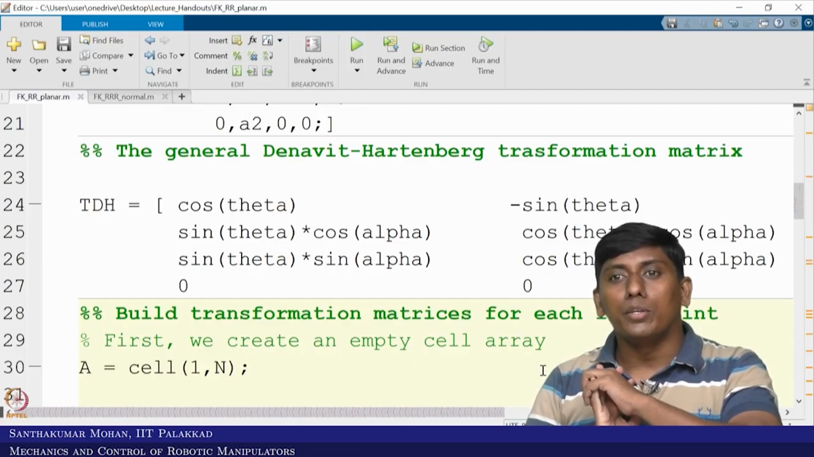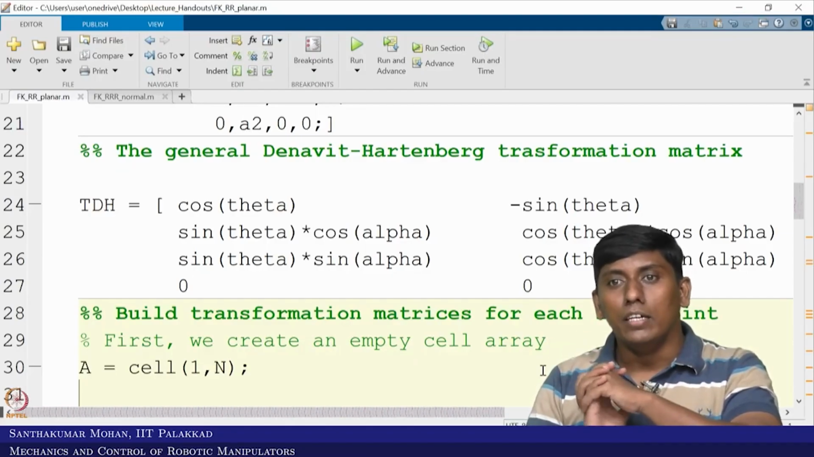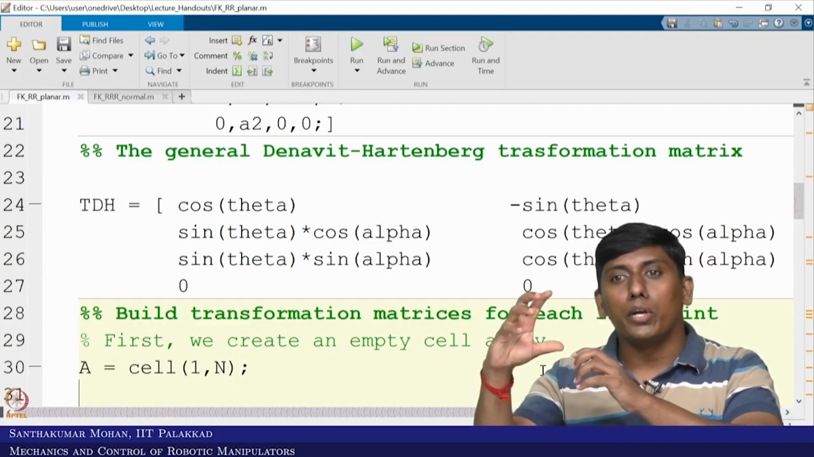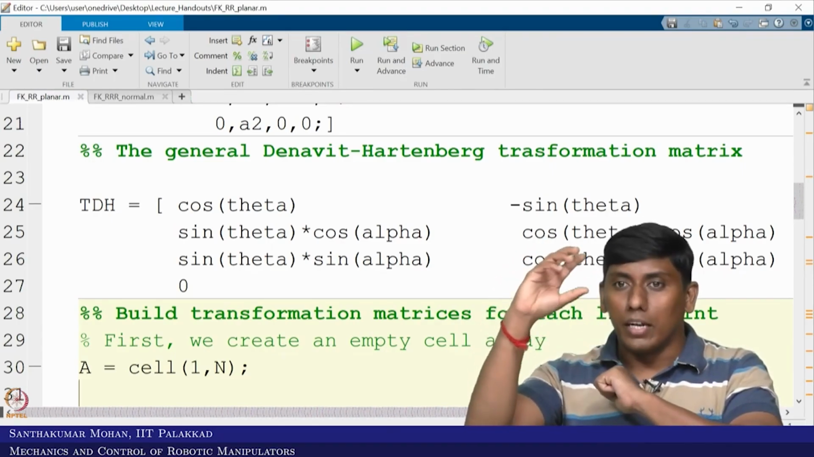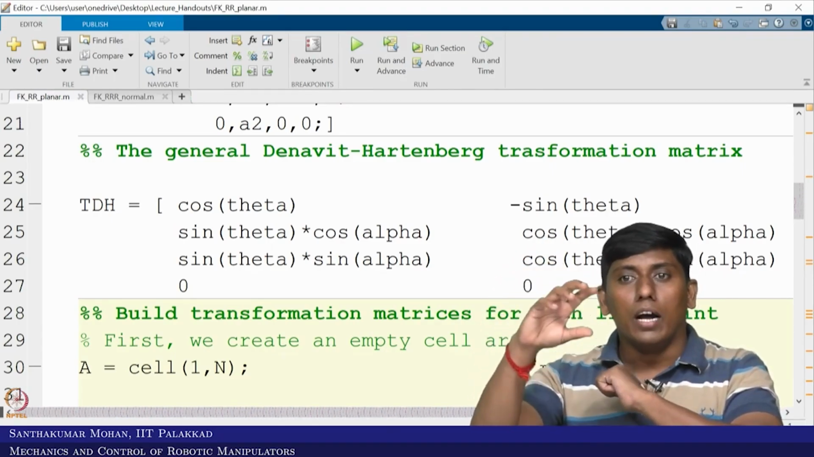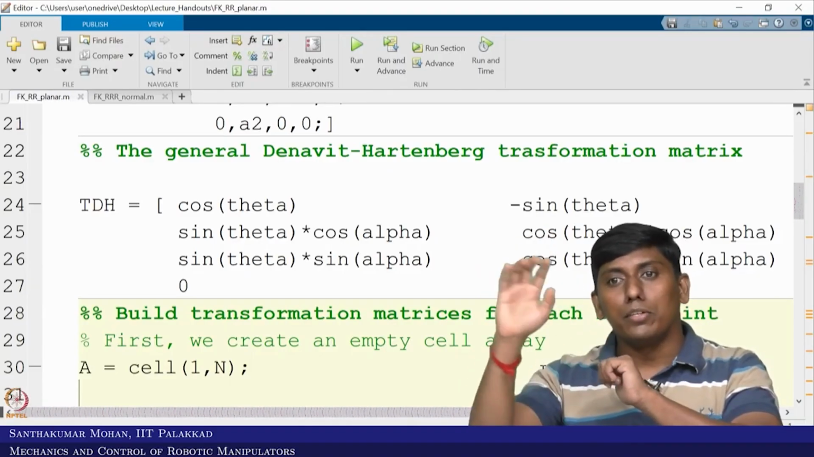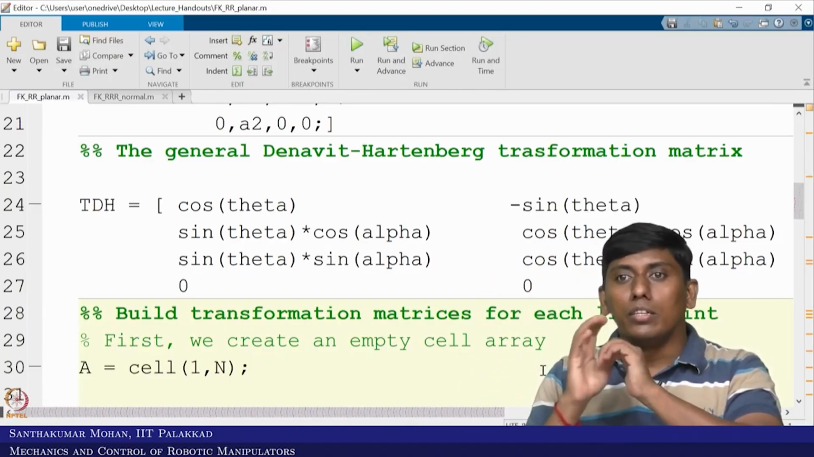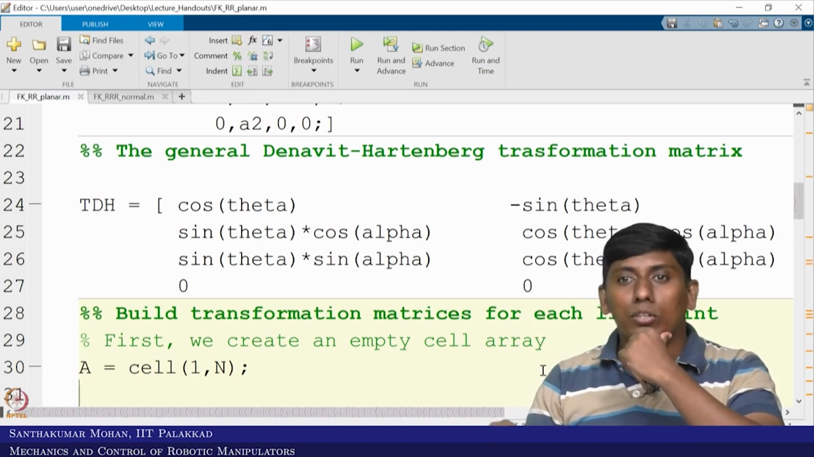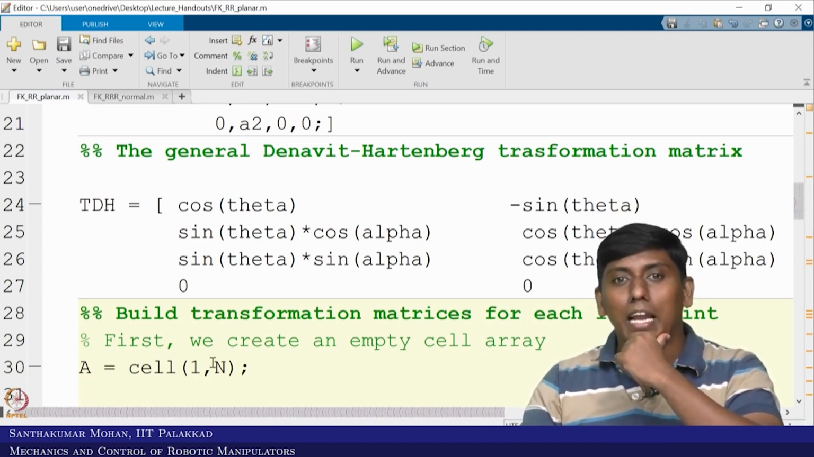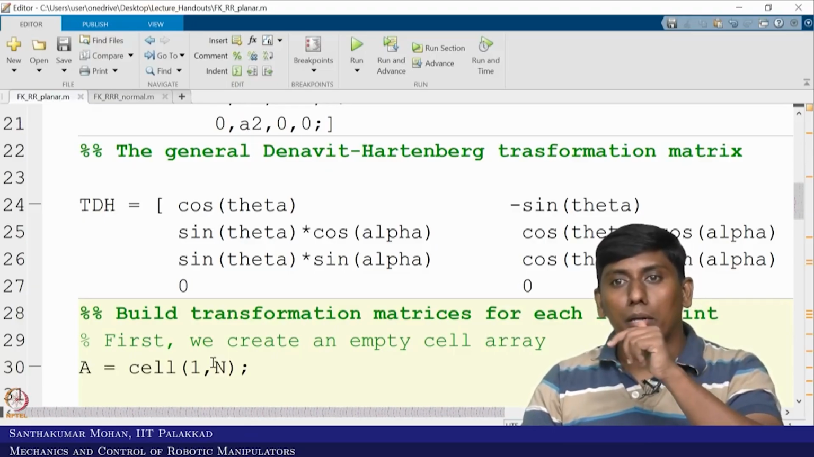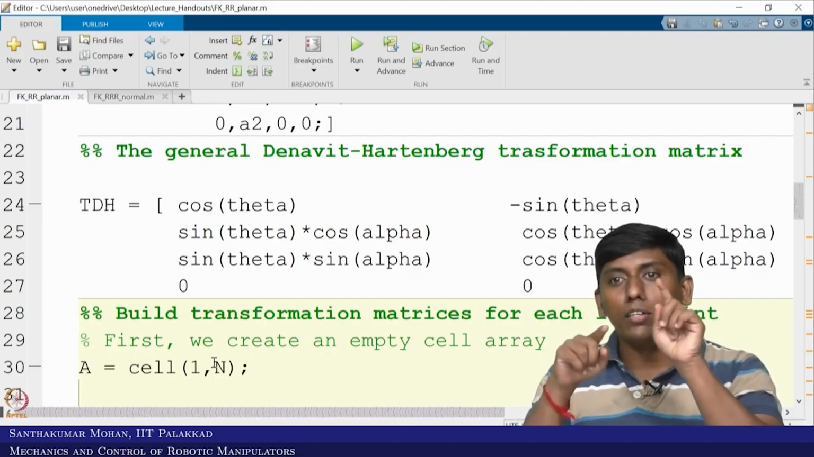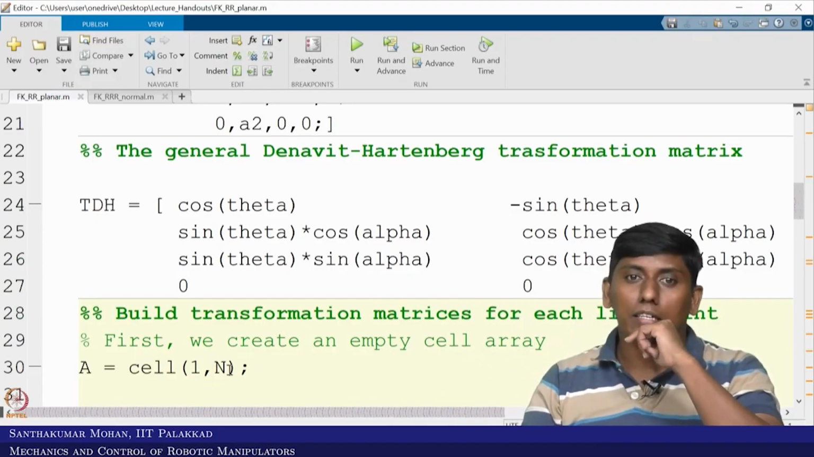Now in that sense, what are we trying to create? We are trying to create a cell of A which has 3 cells inside. The first cell corresponds to the transformation matrix of 1 with respect to 0, the second cell corresponds to the transformation matrix of 2 with respect to 1, and the third cell corresponds to the transformation matrix of 3 with respect to 2. So we are making a rack. That rack formation we call cell 1 comma n, where n is 3. The number of columns is 3, horizontally, the rack 1, 2, 3.